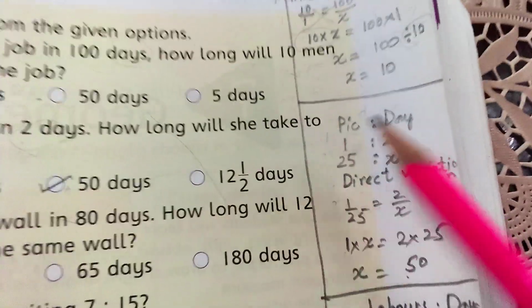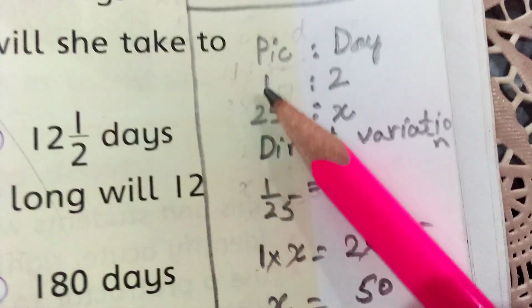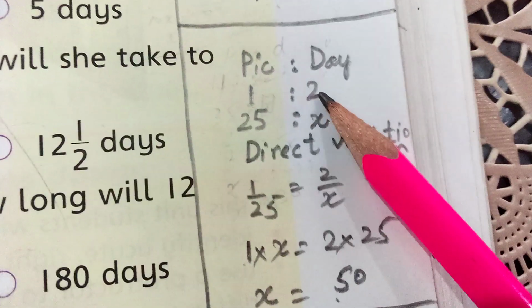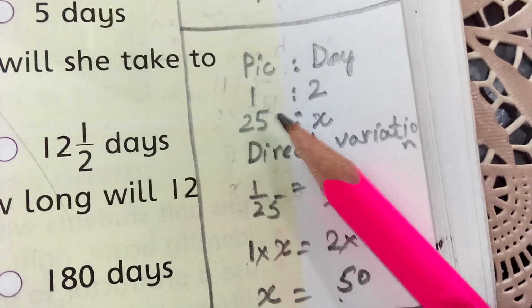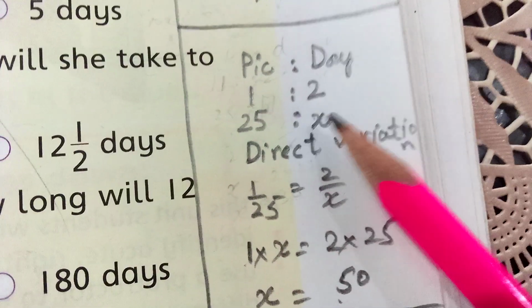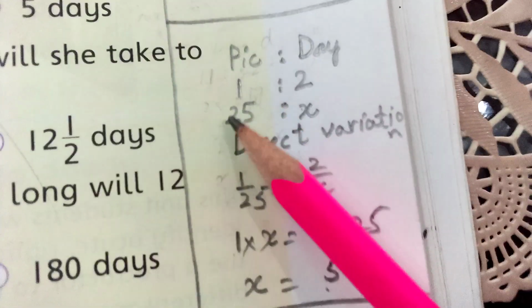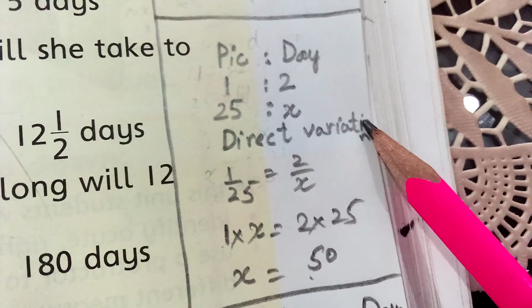But when we solve it, we will come to know why 50 is the answer. In the question we are given the proportion of pictures and days. She paints one picture in 2 days, and she paints 25 pictures in how many days? Of course, when we increase the pictures, the days will increase. So this is a direct variation.